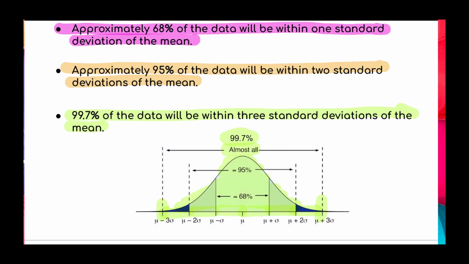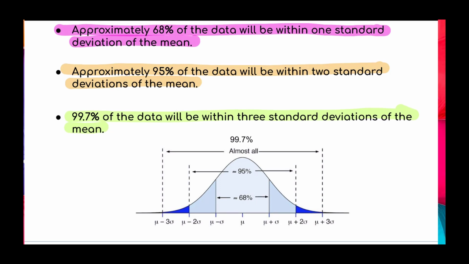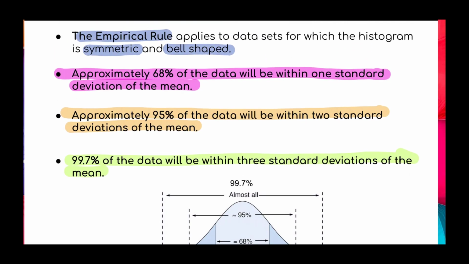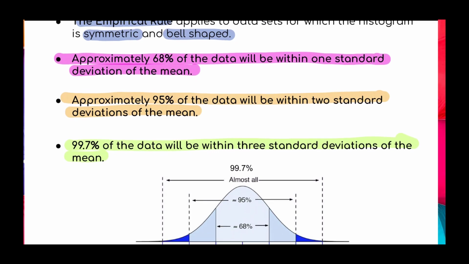99.7, there's only 0.3% left. So almost all of the data fall within 3 standard deviations of the mean. So those are the 3 characteristics, and this is a little illustration beneath it to help you see that visually. So again, approximately 68% of the data is within 1 standard deviation of the mean. Approximately 95% of the data is within 2 standard deviations of the mean, and 99.7% of the data is within 3 standard deviations of the mean for data that is bell-shaped and symmetric. And this, again, is the empirical rule.